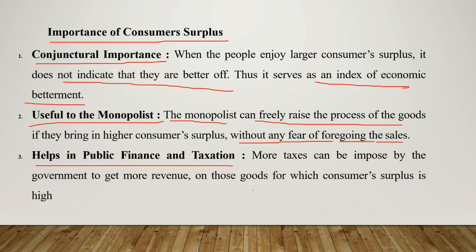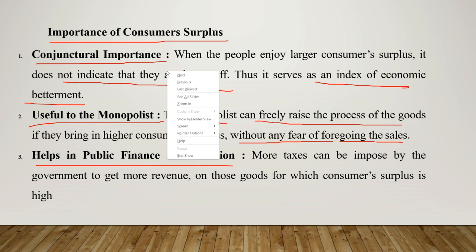Suppose a person's consumer surplus increases, he will pay more tax to the government. Thereby, public finance or public revenue increases. Tax income also increases.